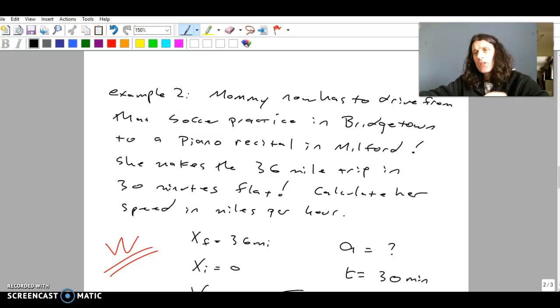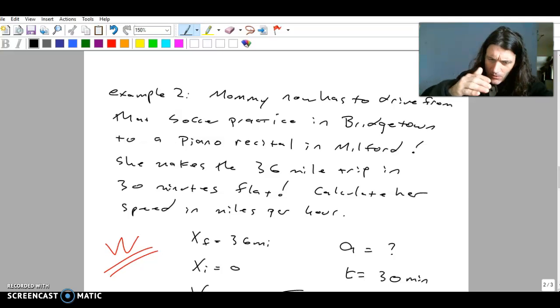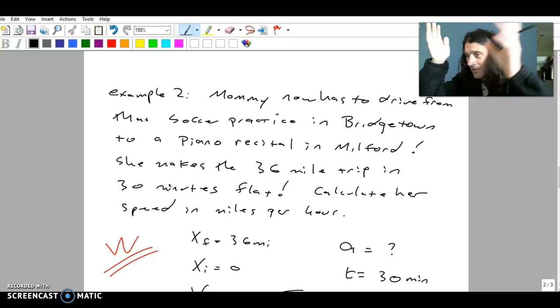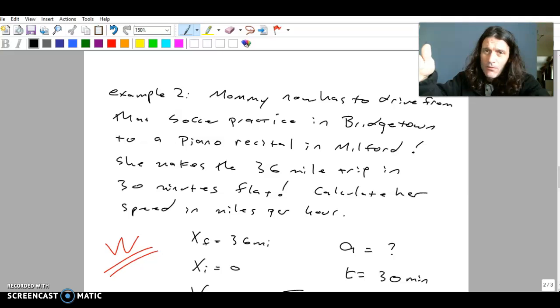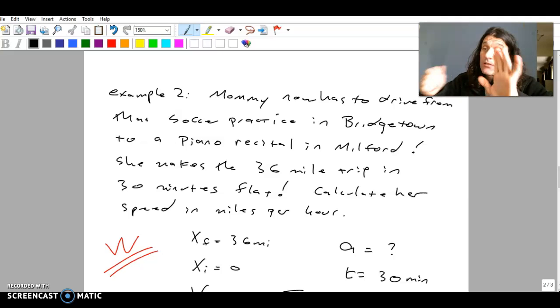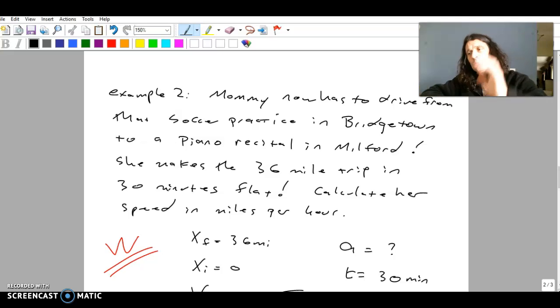Let's say your mommy picks you up from that soccer practice, but that's way the heck in Bridgetown. She's got to go from there to a piano recital in Milford. She's got to go 36 miles. And in like 10 minutes is when the recital starts, but you're probably not going to make it. But anyway, if she can get there in 30 minutes flat, what's her speed in miles per hour? So she's driving from one end of town to the other.